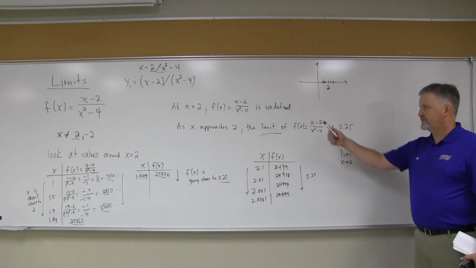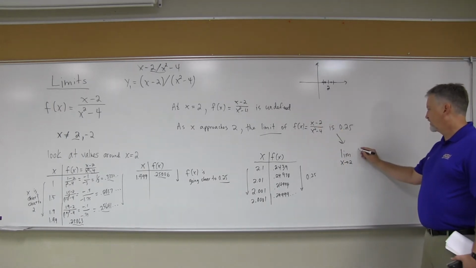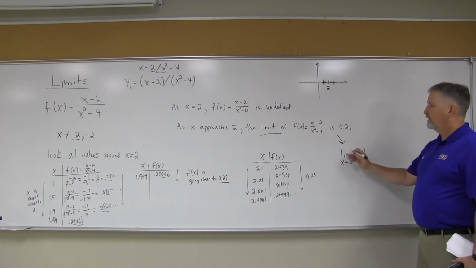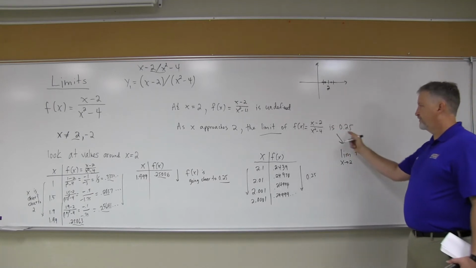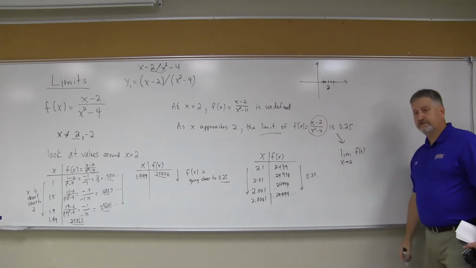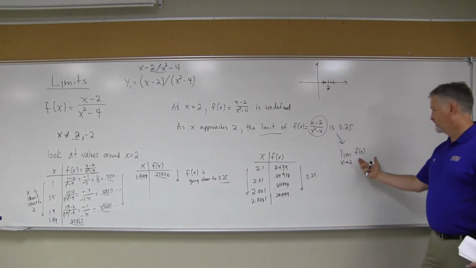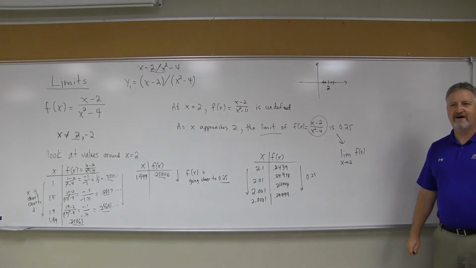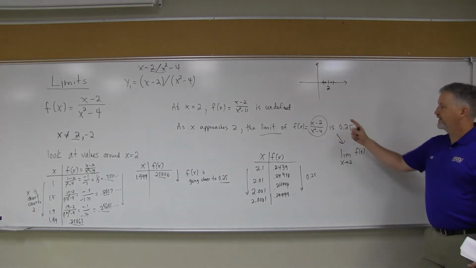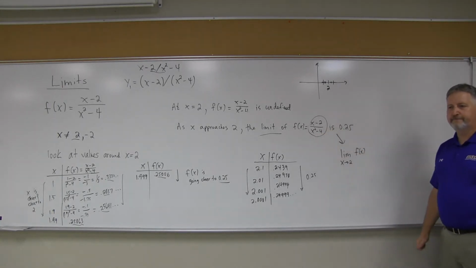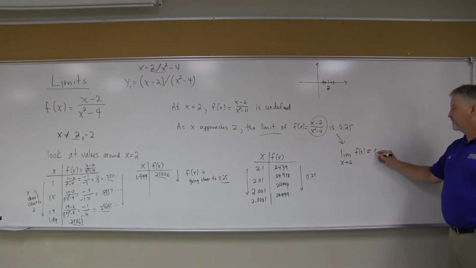So x arrow 2 is the x approaches 2. And then we can either put the f of x here. You could go ahead and put the expression there. Sometimes you'll see the expression there. But since we've got f of x defined up here, we can just put the f of x, easier to write. But technically speaking, it's this that we're finding the limit of, okay? That equals 0.25.